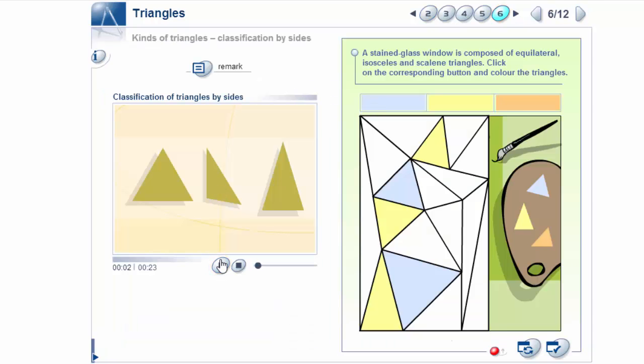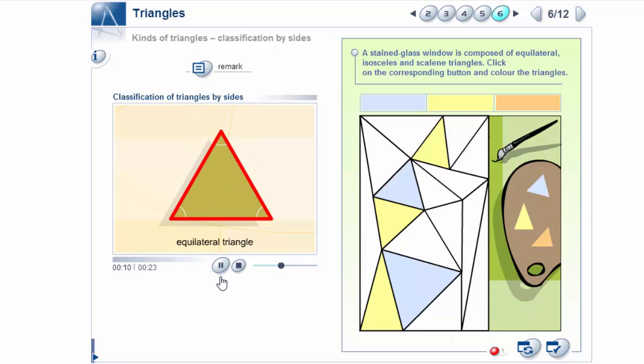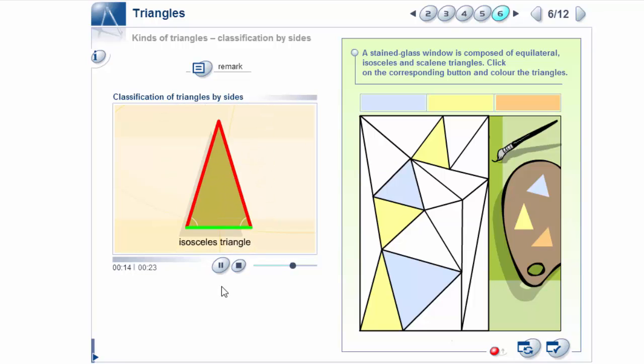Depending on the lengths of the sides, we have three kinds of triangle. A scalene triangle, which has three sides of different lengths. An equilateral triangle, which has all three sides of equal length. An isosceles triangle, which has two sides of equal length. These sides are called the hands of the triangle.